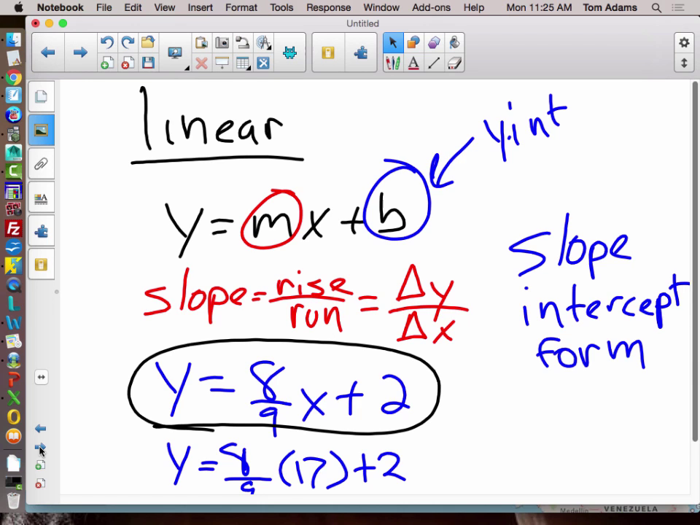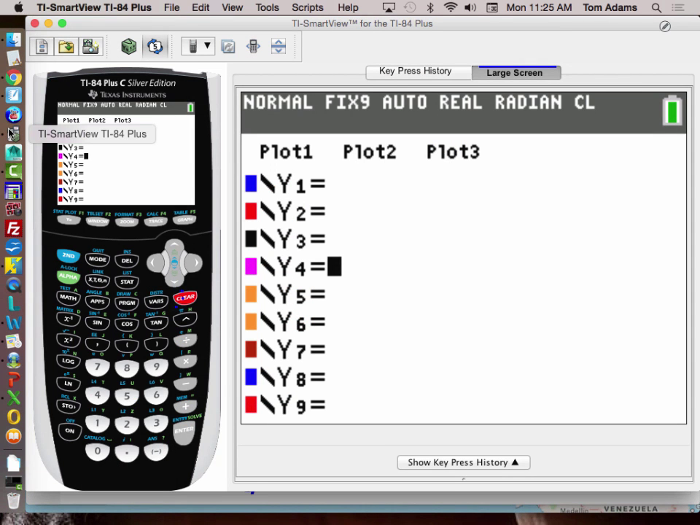So, the one way that I could verify that is I could take my calculator, okay? You guys get your calculators out, click on y equals, and I'm going to see if this works. I'm going to start parentheses, 8 divided by 9 times x plus 2.